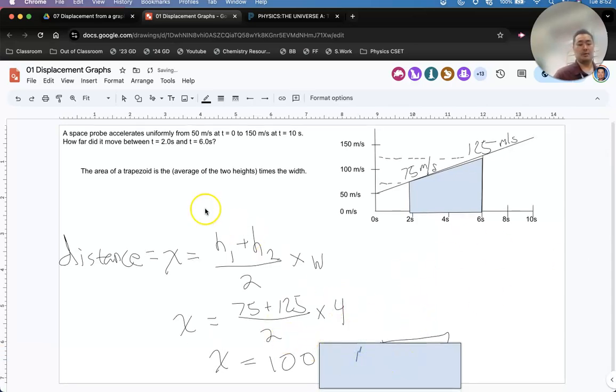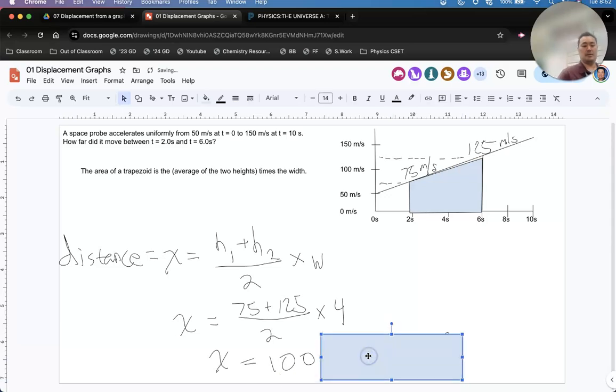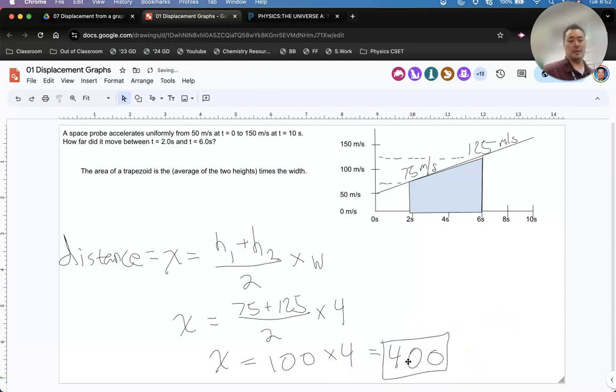All right, so Melanie, what was your final answer? Yes, 400. Okay, and that's how you do the displacement graph.